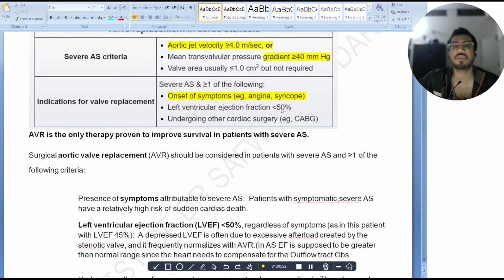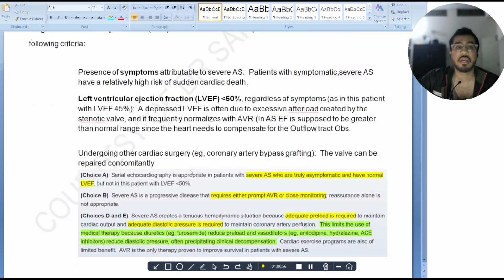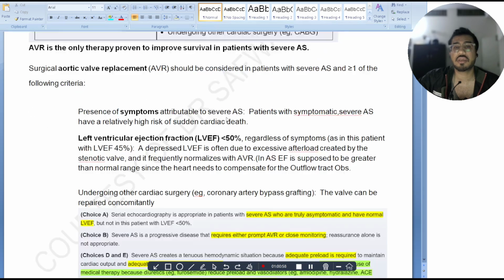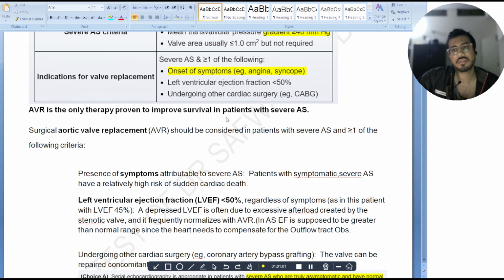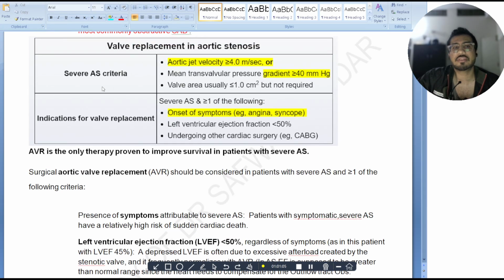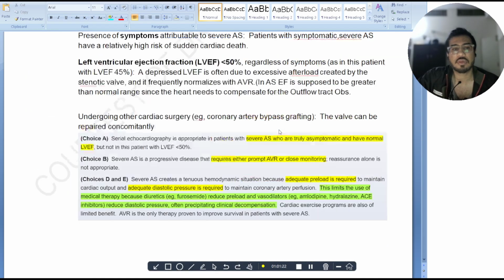Left ventricular ejection fraction less than 50, any symptoms due to AS, and undergoing cardiac surgery. And if the person is undergoing cardiac surgery, you're already opening the person, so you can go for a replacement if severe AS criteria is met. So basically you just need to memorize all three of them. And if AS is causing trouble, and if you see that the ejection fraction is in the normal range or less than 50, you need a lot of ejection fraction to compensate for AS. So if it's less than 50, you replace the valve.